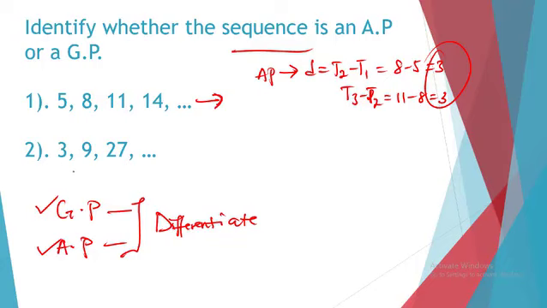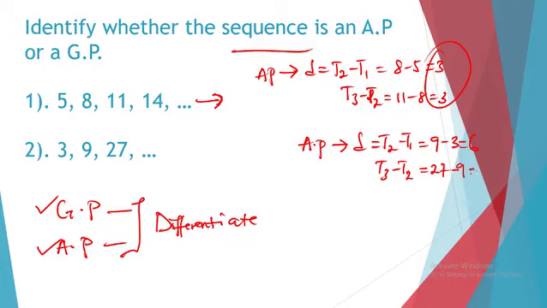Okay. Number 2, we have 3, 9, and 27. Checking whether it is an AP, we take the common difference, which is T2 minus T1. Our T2 is 9 minus our T1, which is 3. 9 minus 3 will give us 6. Considering T3 minus T2, our T3 is 27, and our T2 is 9. 27 minus 9 is equal to 18. So this is not an AP. So let's try using the GP.